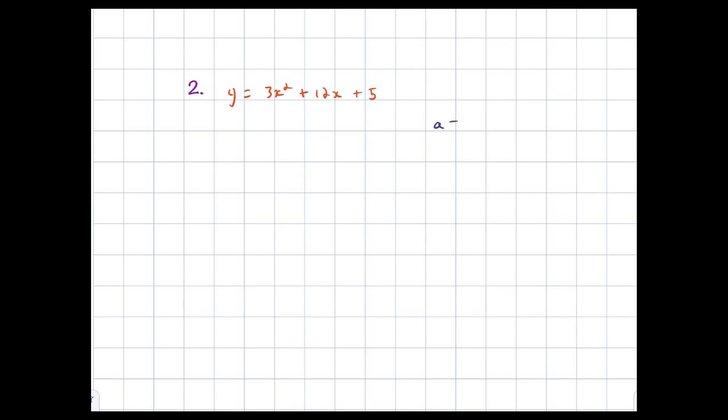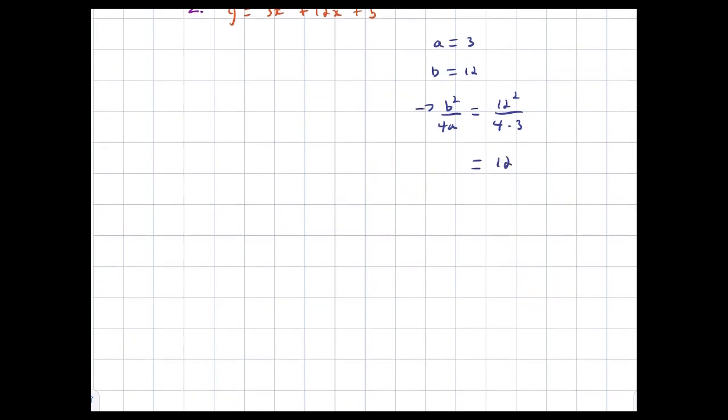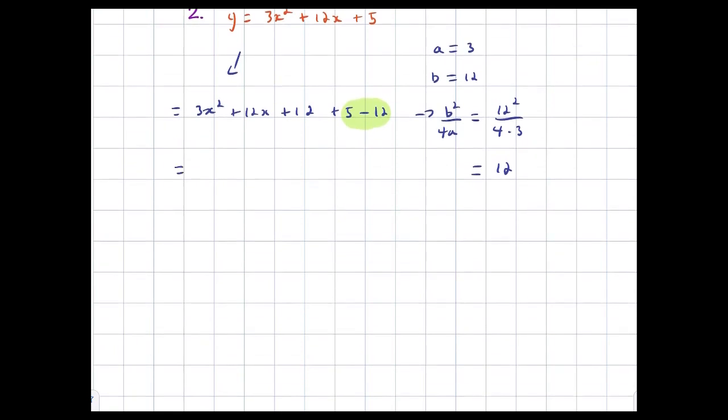So we get here a is equal to 3, b is equal to 12, and so b squared over 4a is equal to 12 squared over 4 times 3. Since 4 times 3 is 12, this is just going to be 12. So we're going to be adding and subtracting 12 to and from this. So we get 3x squared plus 12x plus 12 plus 5 minus 12. Again, adding and subtracting the b squared over 4a.